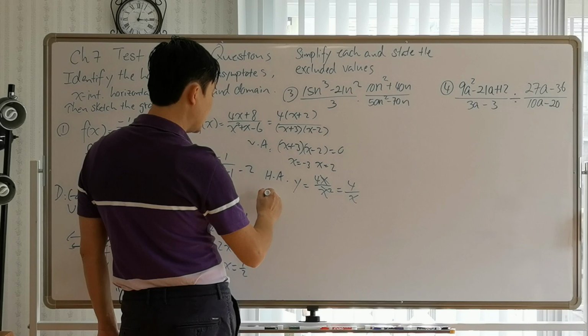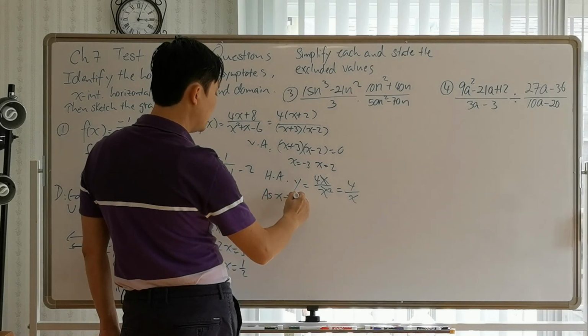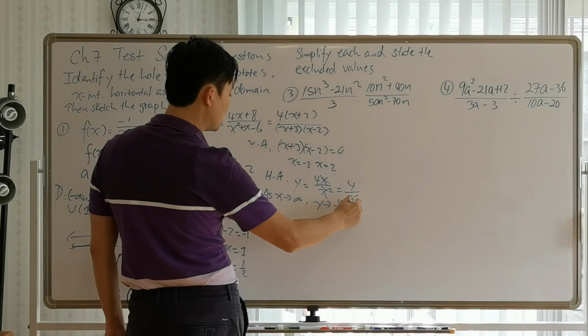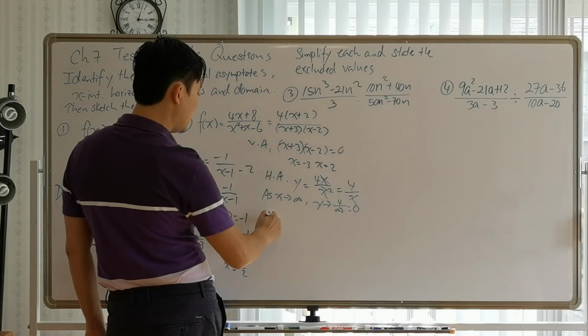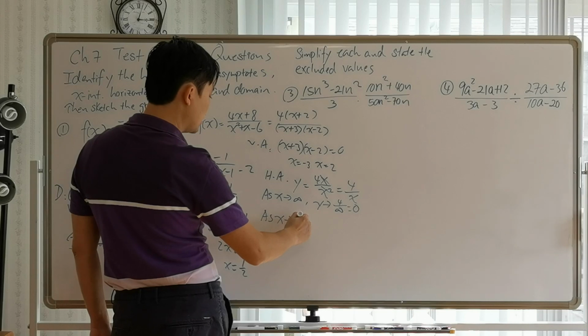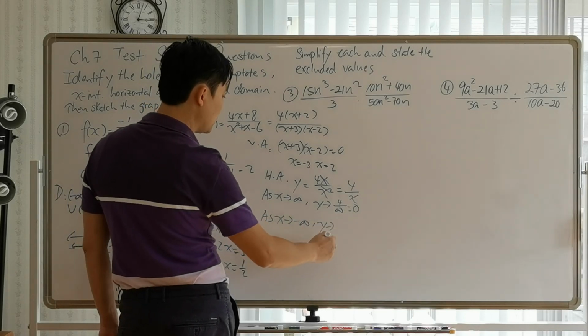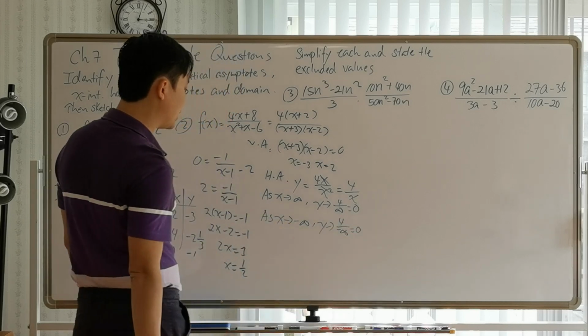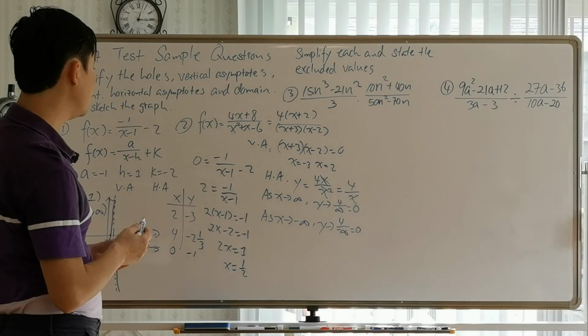So you might be wondering, as x approaches infinity, y goes to 4 over infinity, which is getting close to 0. And what about the other direction? X goes to negative infinity, y also goes to 0, because 4 over negative infinity is getting very close to 0.